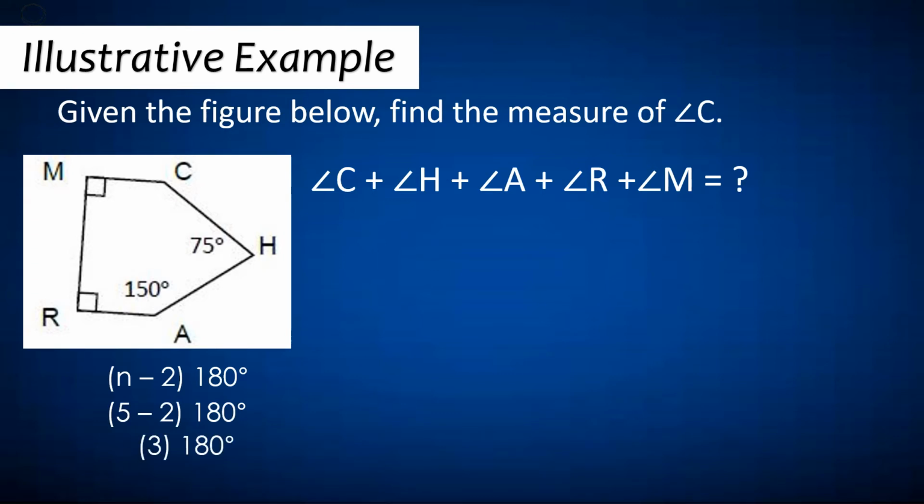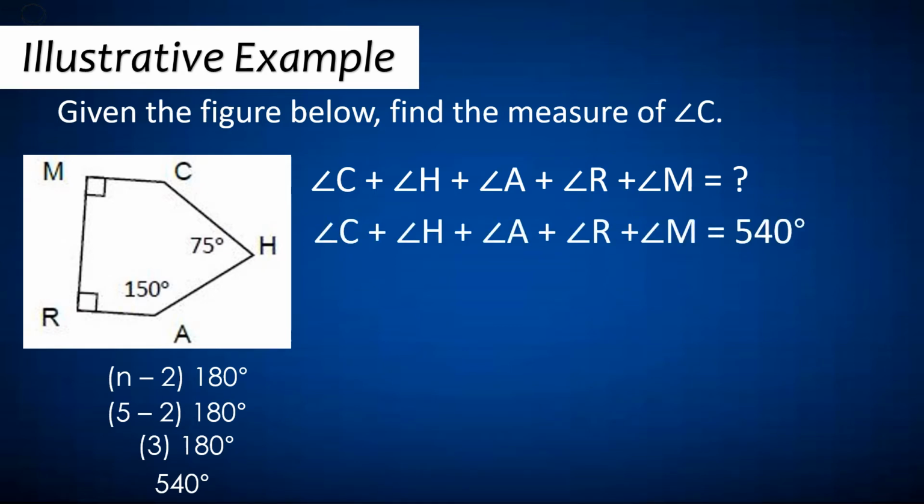5 minus 2 is equal to 3 times 180. And 3 times 180 is equal to 540. Therefore, for the given figure, I can equate the formula to 540, because that is the sum of all the interior angles of a regular pentagon.